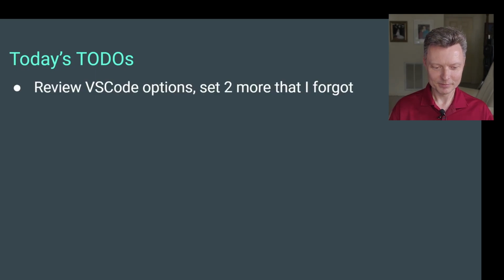Today's to-dos. First, I'd like to go over the options that we had set for VS Code on the last episode, as well as set two more options that I forgot to tell you about last time, simply because I had installed it a long time ago, and on the fresh install of VS Code for this series, I realized that I hadn't set those. So I'll show you what those two are in a moment.